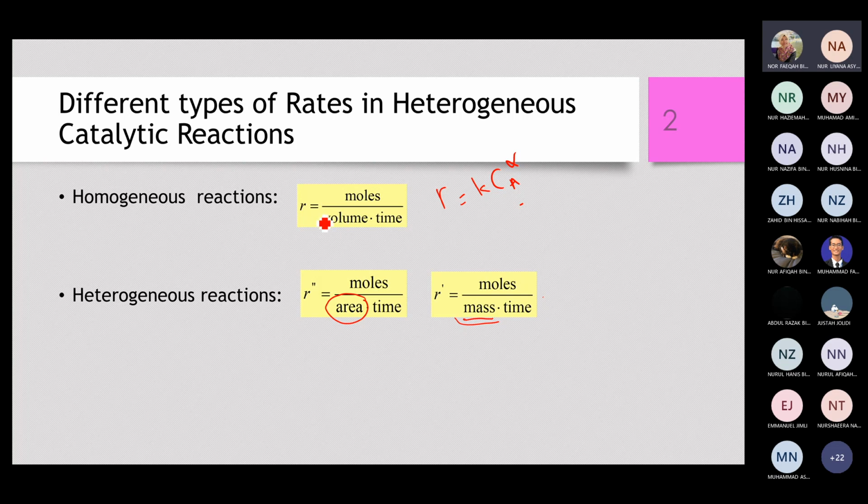And another thing, the volume in homogeneous reaction, the volume here is the reaction mixture. Okay, not the volume of reactor, but the volume of reaction mixture, for homogeneous reaction. Okay, for heterogeneous reaction, area here is the surface area of catalyst. So that's the difference between homogeneous and heterogeneous reaction.